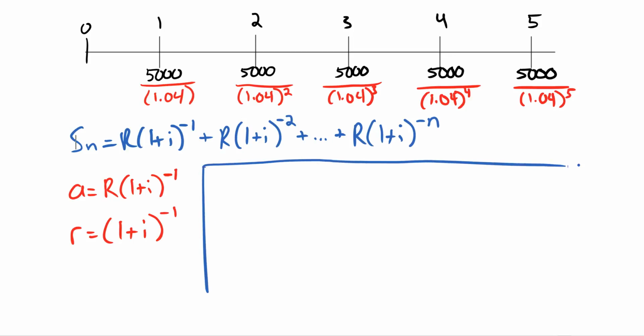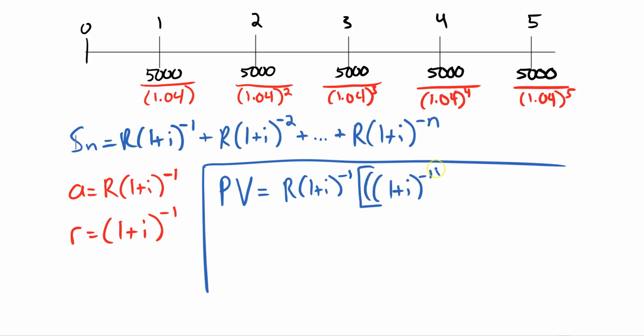So now I can put together the equation. So the sum of the first n terms. Now I'm going to save us some time here. I'm not going to write the sum. I'm going to write PV for present value. Now the a value is r times 1 plus i to the power of negative 1. Now that's multiplied by, the common ratio is 1 plus i to the power of negative 1. Now that's going to have an exponent of n.